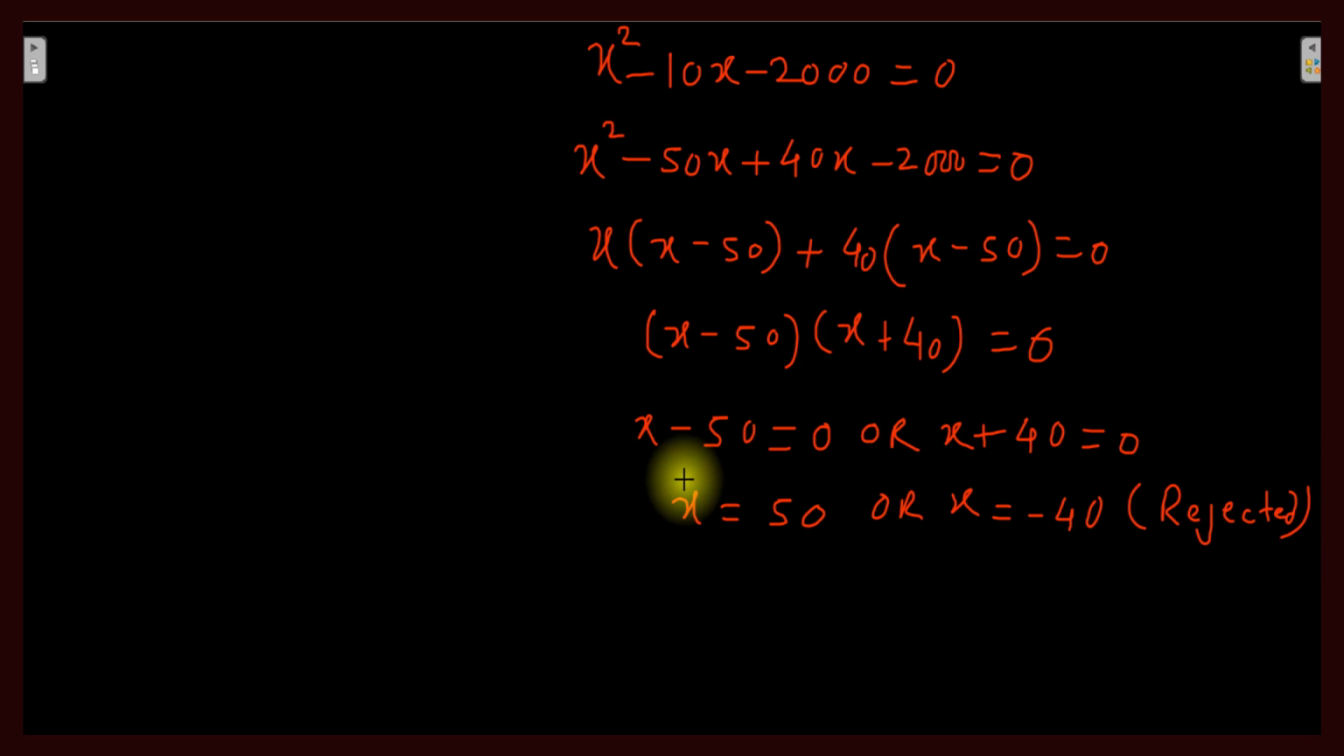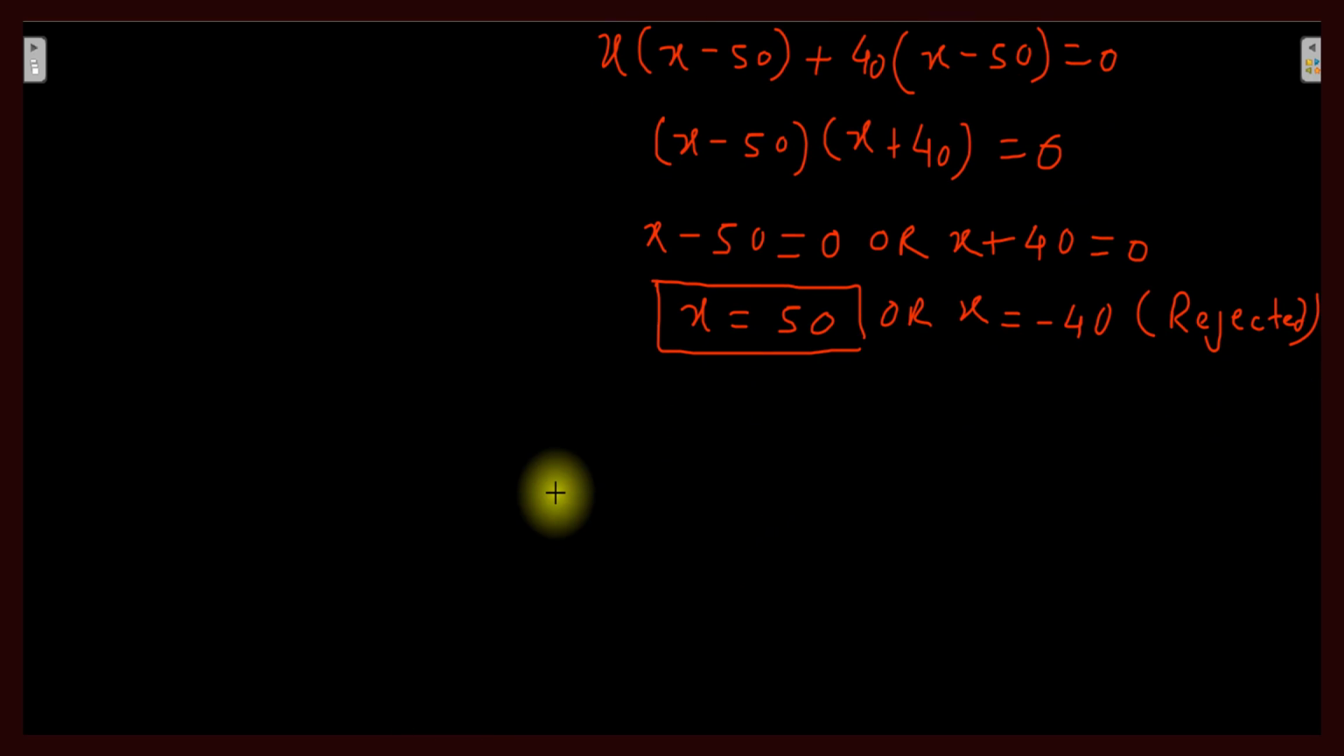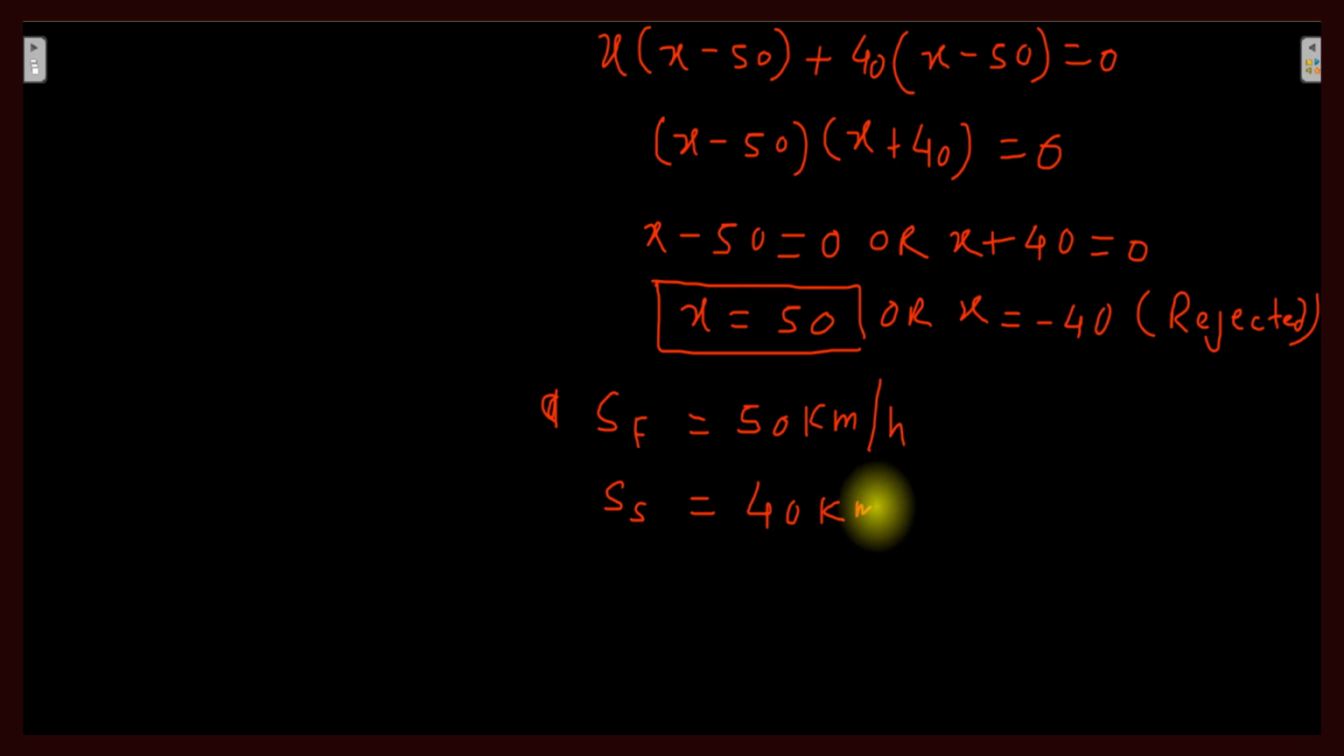And so we get x is equal to 50. So the value of x is equal to 50. X is the speed of the faster train, and therefore at the end you write that the speed of the faster train is equal to 50 km per hour, and the speed of the slower train, that is 10 km per hour less than that of the faster train, so it will be 50 minus 10, so that will be 40 km per hour.